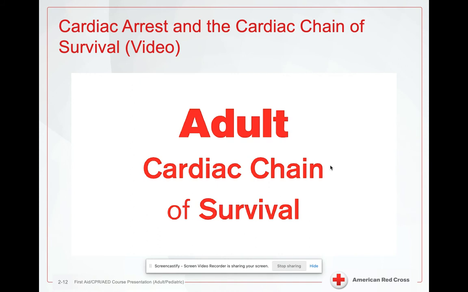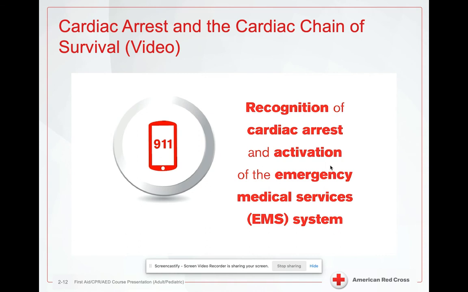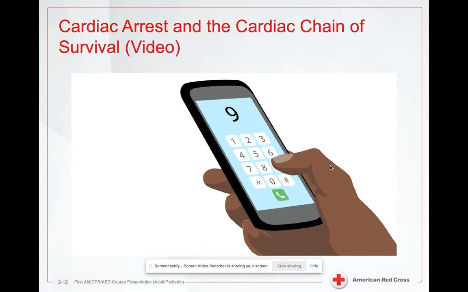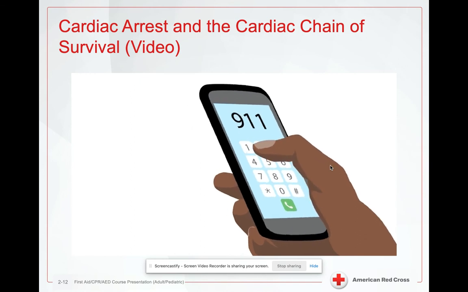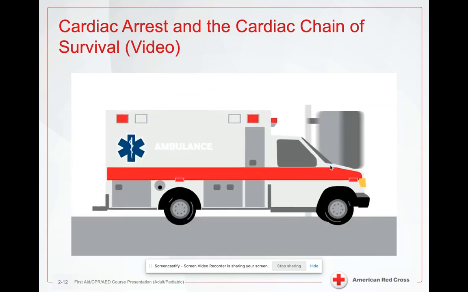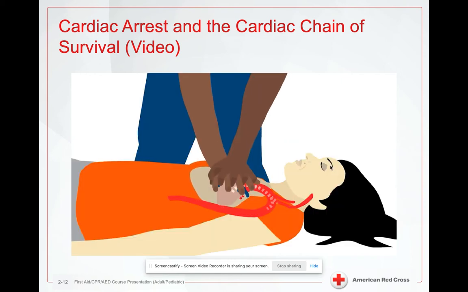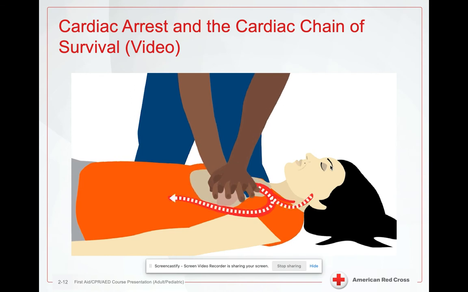The first link in the cardiac chain of survival for adults is recognition of cardiac arrest and activation of the Emergency Medical Services (EMS) system. The sooner you recognize that a person is in cardiac arrest and call 911 or the designated emergency number, the sooner advanced medical personnel will arrive. Early CPR is the second link. CPR helps to circulate oxygen-containing blood to the brain and other vital organs, helping to prevent brain damage and death.